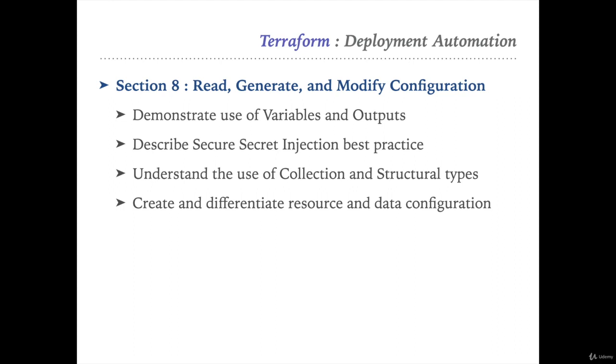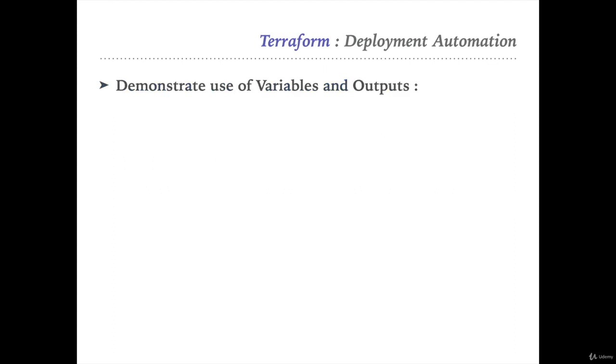We have seen the different kinds of data types, the collection data types and the structured data types. We use the lookup function, map, and list. These are the data types in the collection and structured category, right? We have also used the data configuration and the resource configuration in our labs. But still, let's refresh what we have done. First, we will start with the input variables and the output variables.